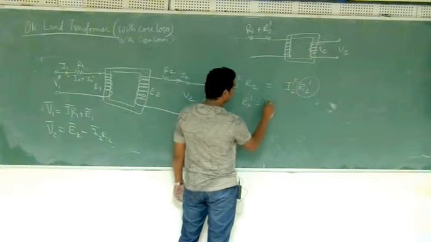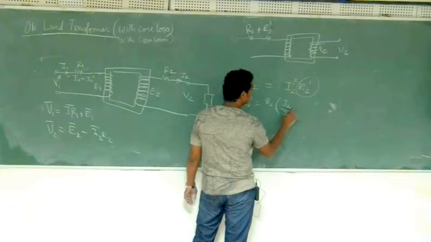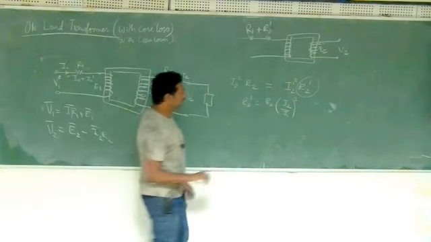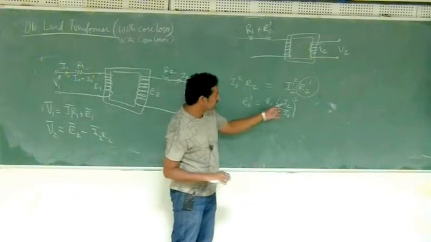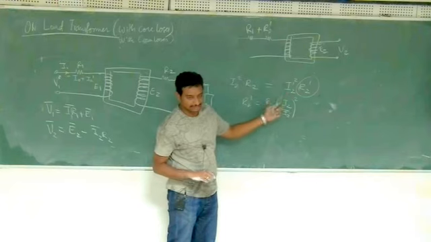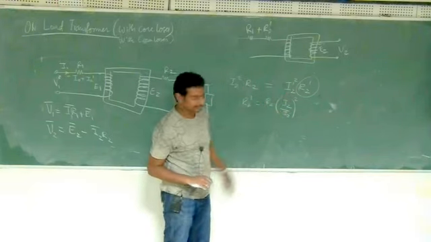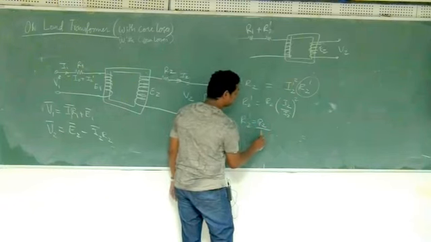R2 dash is R2 into I2 by I1 whole square, or I2 by I2 dash. But anyway, whether it is I1 or I2 dash, we know this relation already. This is like 1 by k. So R2 dash is nothing but R2 by k square.